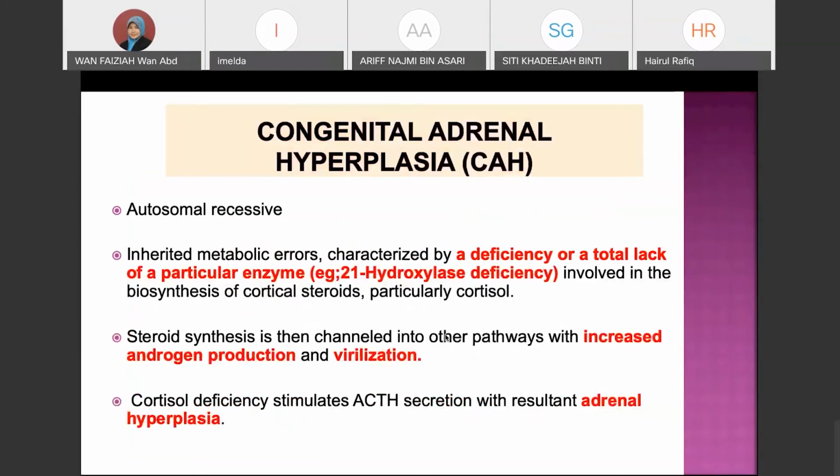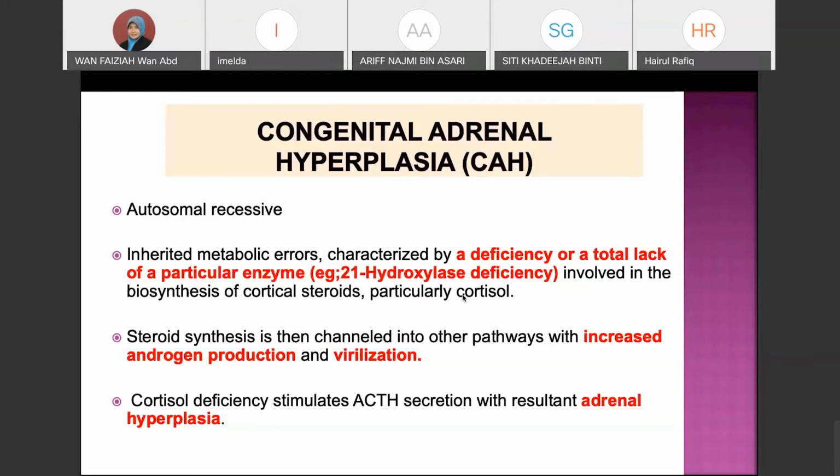So the most common cause of excess androgen, the sex hormone, is CAH, congenital adrenal hyperplasia. Congenital adrenal hyperplasia is autosomal recessive. It is an autosomal recessive, inherited metabolic error characterized by deficiency of an enzyme. Actually, there are many other enzymes related to this disease, but the most common one is 21-hydroxylase deficiency, which is involved in the cortical steroid pathway.